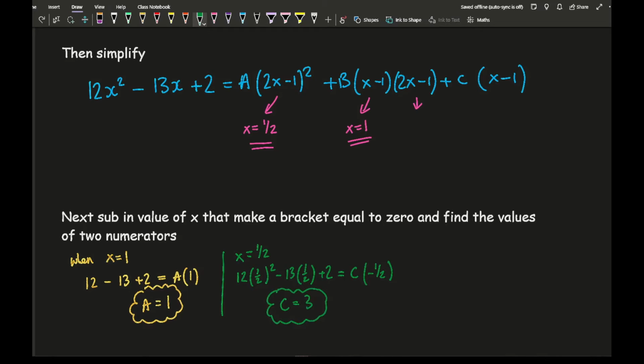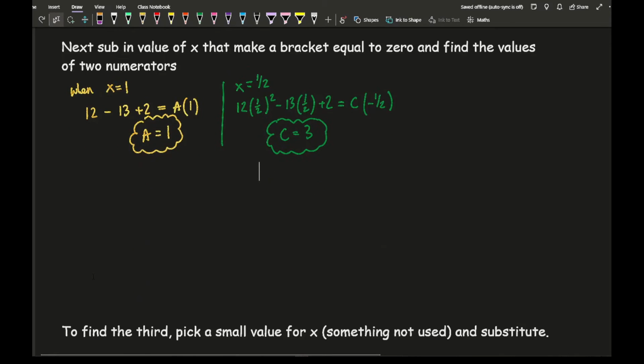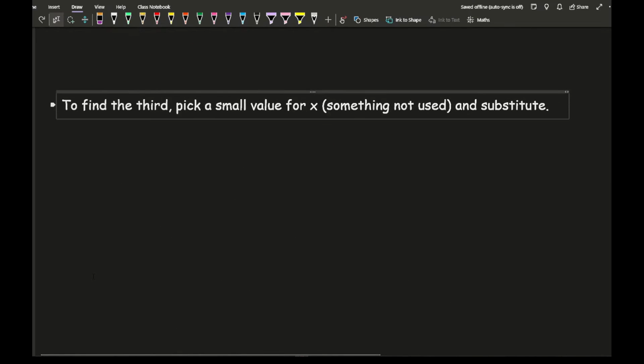Now the problem with this, unlike when we had 3 linear functions, is that I can't make the other bracket equal to 0, because obviously there is a shared bracket here. So in order to find b, that uses both these 2 values, ultimately the b is just going to disappear. So what I need to do instead is pick a third, relatively small value. So I need to make up a value of x to substitute in.